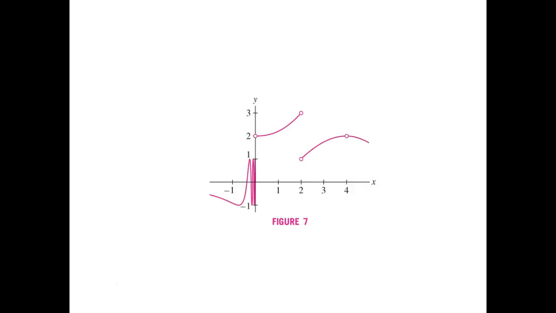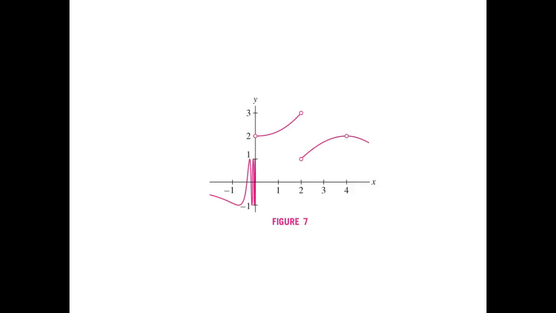As x approaches 2 from the left, it has a limit of 3. Okay? But as x approaches 2 from the right, the limit is 1. Okay? Not defined at either of those. Okay? And as x approaches 4 from the left, that has a limit of 2, I think. And as x approaches 4 from the right, it also has a limit of 2. But it's not defined at x equals 4 either.